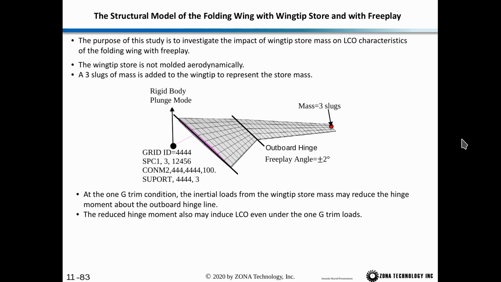So the purpose of the study is to investigate the impact of a wingtip store mass on the LCO characteristics of the folding wing with the free play. The wingtip store is not modeled aerodynamically, and a mass of 3 slugs is added to the wingtip to represent the store mass. Now at the 1G trim condition, the inertial loads from the wingtip store mass may reduce the hinge moment about the outboard hinge line. And the reduced hinge moment also may induce LCO even under the 1G trim loads.